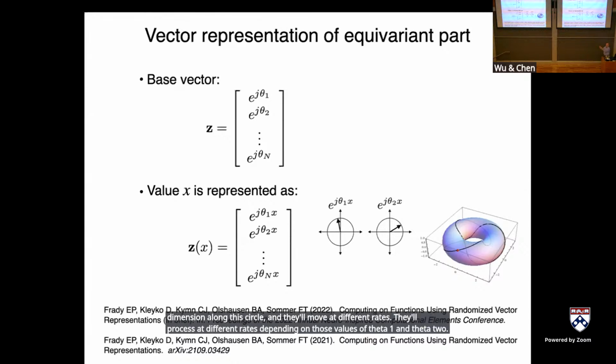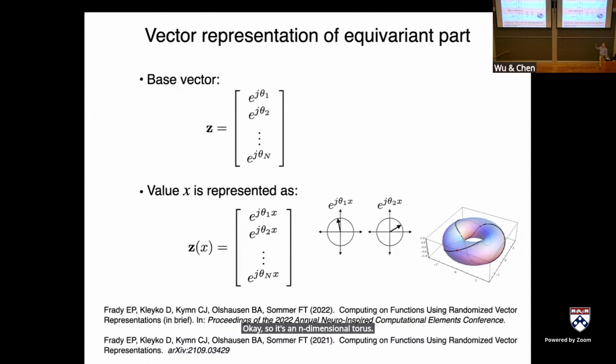Okay, so jointly, these two circles together constitute a torus. As you advance the value of x, so x is a single scalar, you're wrapping around the surface of this torus. In this case, it's a torus in n dimensions. Okay, so it's an n-dimensional torus.